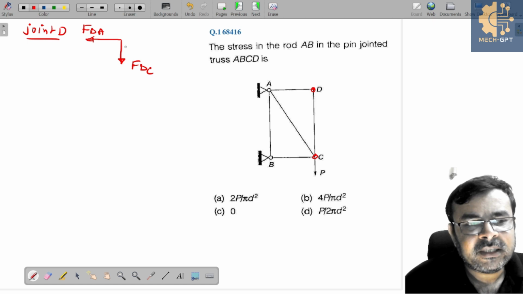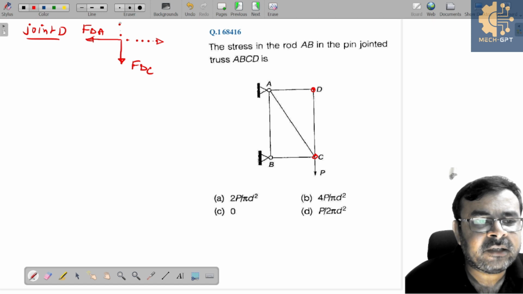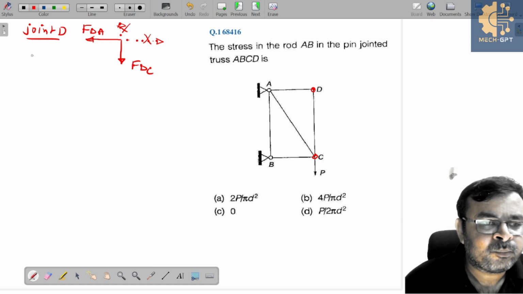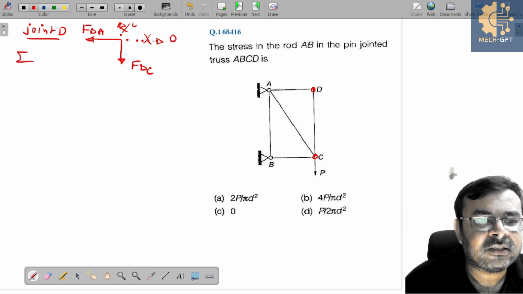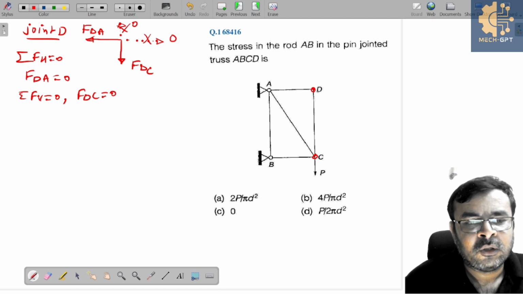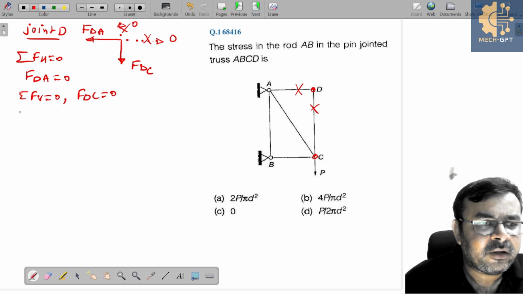So can you tell me, is there any force acting along this which balances this force? And is there any force along this which balances this force? Obviously these two forces are not available here. So simply can I say this is 0 and this is 0. So summation of net horizontal force equal to 0, if you write, then you will get FDA is equal to 0. And similarly, when you write summation of vertical force is equal to 0, then you will get FDC is equal to 0. So no meaning of this section. Is it clear?